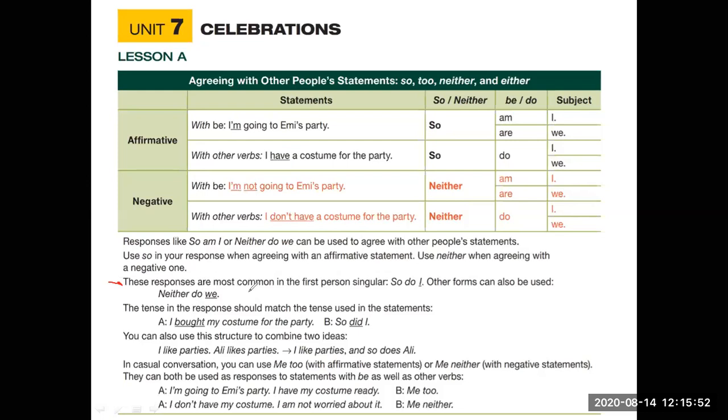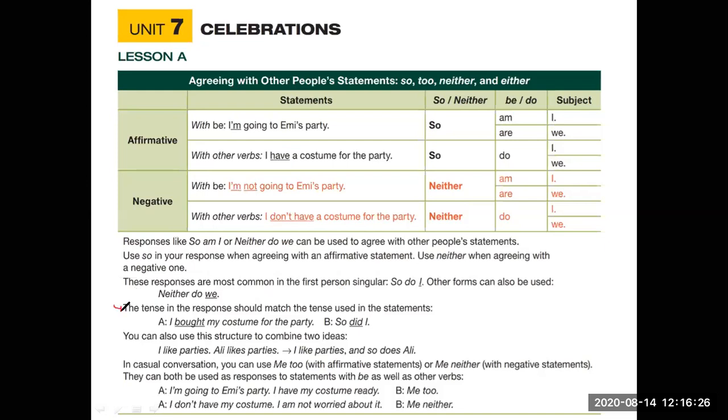Obviously, when you are making an agreement, it's because you agree personally with the other person. That is why they say the most common is in the first person. But remember, we can say, so does she, neither does she, so is she, neither is she. Okay, it doesn't matter, because maybe you are talking about a person that doesn't like another, or the thing that you said that you don't like.